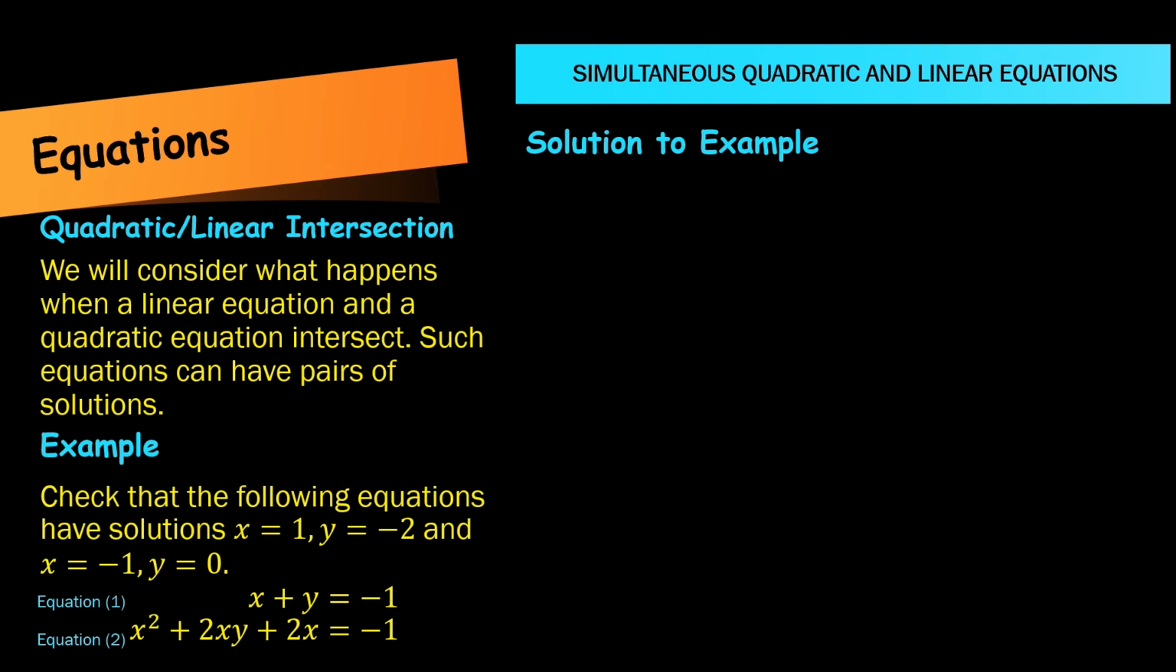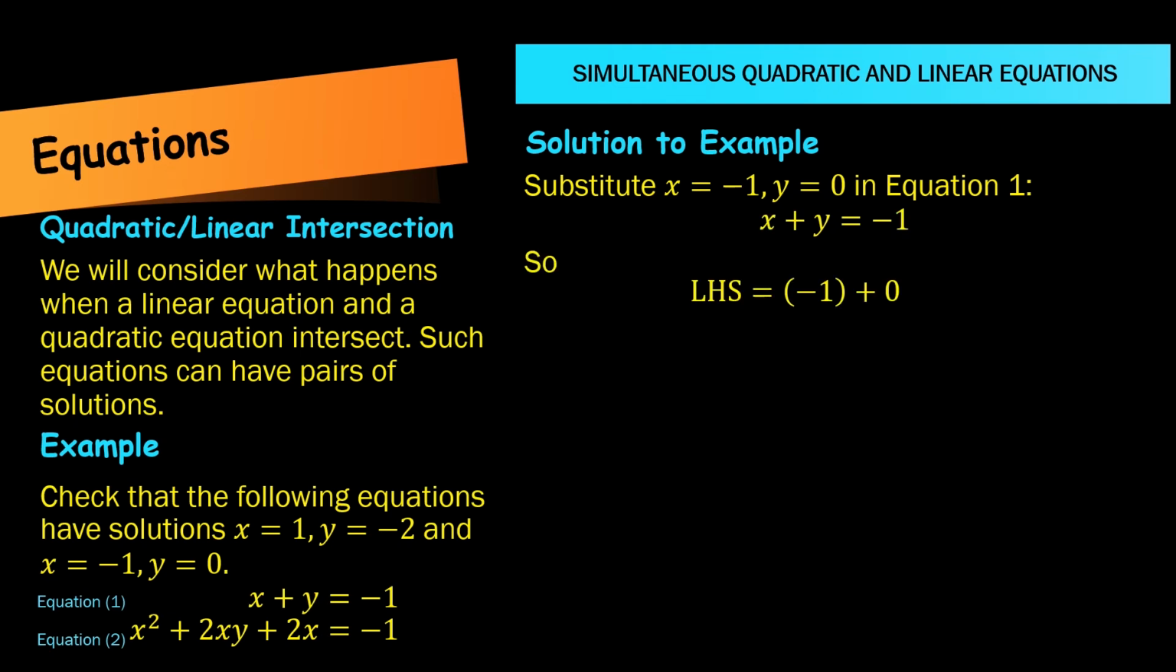Now let's check that x equals minus 1 and y equals 0 also satisfy both pairs of equations. So let's substitute x equals minus 1 and y equals 0 in equation 1 first. So substituting gives us the left-hand side is equal to minus 1 plus 0, which equals minus 1. The right-hand side equals minus 1, therefore the left-hand side and the right-hand side are equal.